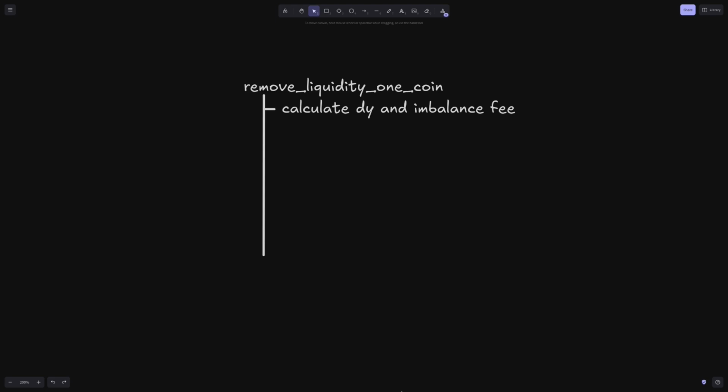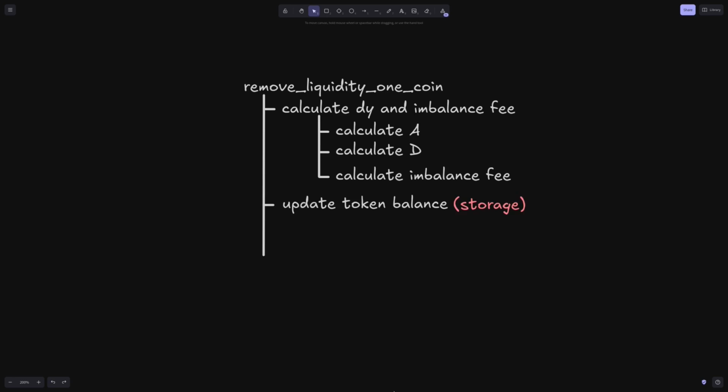Here I'm going to mention 3 things that this function does. It will calculate the A parameter, and then it will calculate the liquidity D, and then it will calculate the imbalance fee. Since here we're removing liquidity as a single coin, this will have the effect of making the token balances in the pool become imbalanced. The next step is to update the state variables that keep track of the token balances, and then burn the LP shares that the user specified. The last step is to transfer the token out.